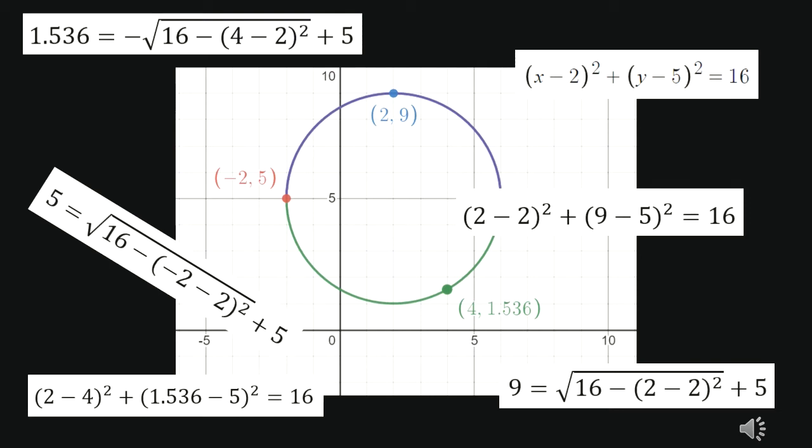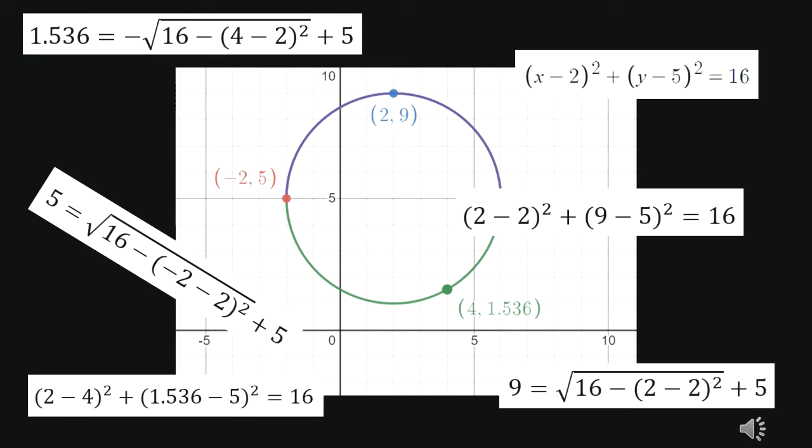So this circle could be written as the formula x minus 2 squared plus y minus 5 squared equals 16, or it could be written as two different functions, one function for the top, one function for the bottom. Again, the top function would be y equals the square root of 16 minus x minus 2 squared plus 5. The bottom of the circle would be y equals negative square root of 16 minus x minus 2 squared plus 5. But once again, no matter what form of the formula you have, the combinations of x's and y's that make the equation true are the points that make up the circle. And I mean, in this case, it's a circle.